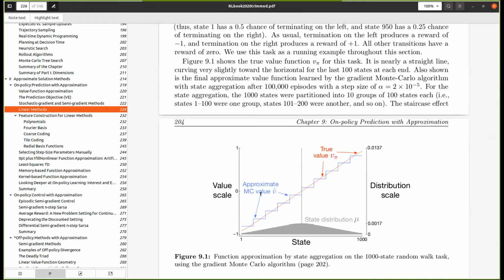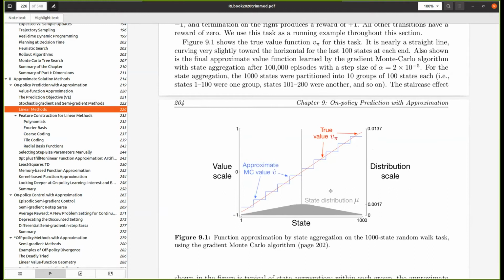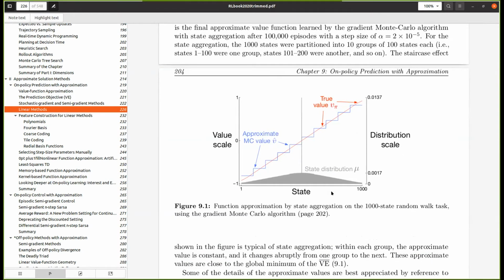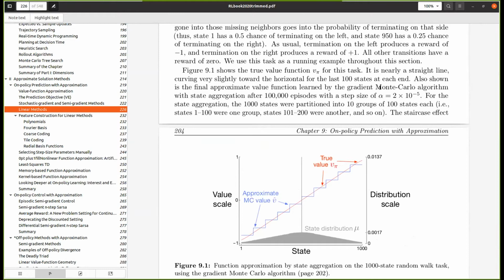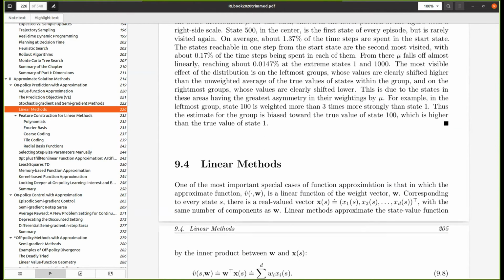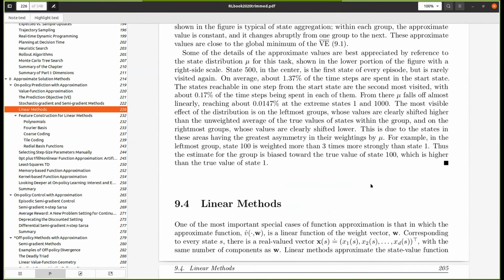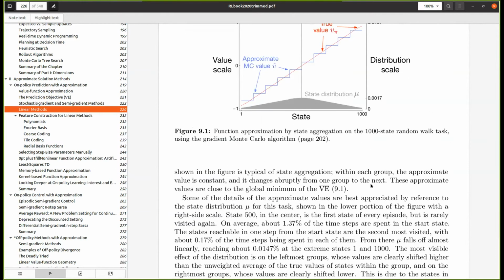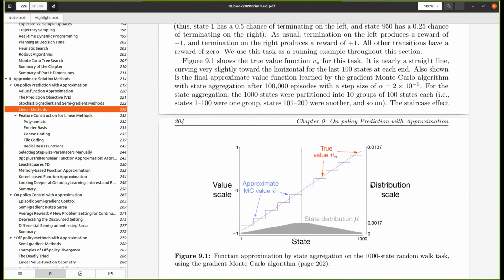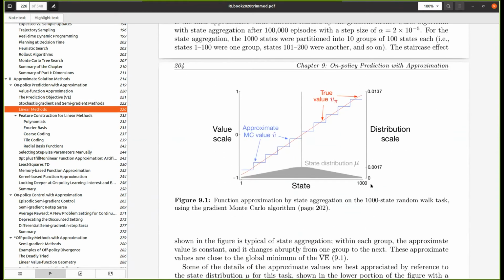So this example is learned with gradient descent, and it took 100,000 episodes to get these results, and that was done with the Monte Carlo algorithm. Okay. So any comments on this example? Okay, cool.